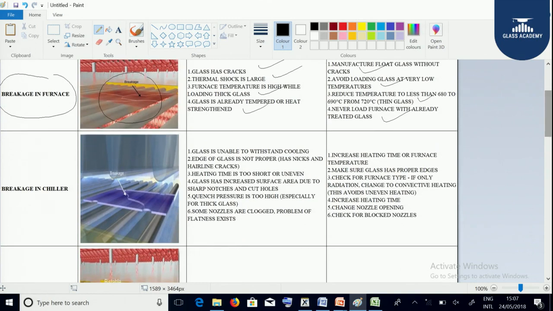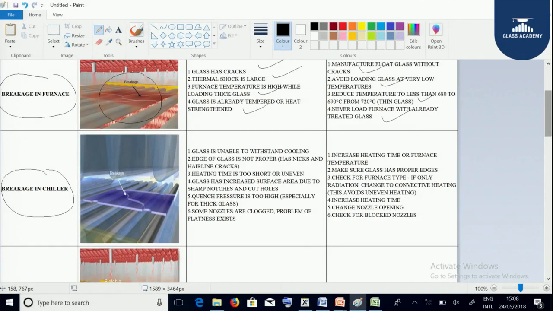The next issue that we get in tempering is breakage in the chiller, known as chiller breakage. This is a common issue that every processor faces. The reasons are that the glass is unable to withstand the cooling; the edge of the glass is not proper, meaning it has nicks and hairline cracks; the heating time is too short or uneven; the glass has increased surface area due to sharp notches and cutouts; the quench pressure is too high, especially for thick glasses; some nozzles are clogged; and there is a problem of flatness.